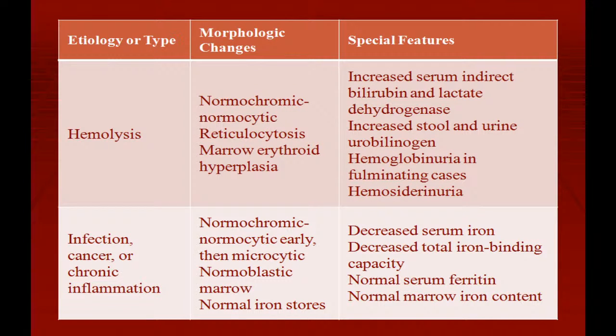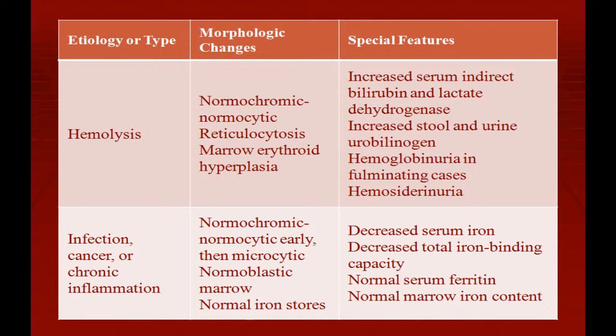So another etiology or type of anemia is hemolysis. So in hemolysis we may see normochromic and normocytic anemia with reticulocytosis, so bone marrow response is good and increased sometimes, and marrow erythroid hyperplasia also is specific for hemolysis.